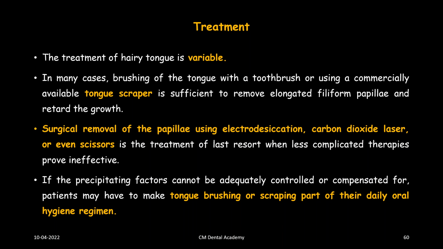In many cases, brushing of the tongue with the toothbrush or use of the tongue scraper suffices. Surgical removal of the papillae using electrodesiccation, carbon dioxide laser, or even scissors is the last resort treatment modality. If the precipitating factors cannot be adequately controlled or compensated for, the patient may have to make tongue brushing or scraping a part of the daily oral hygiene regime.